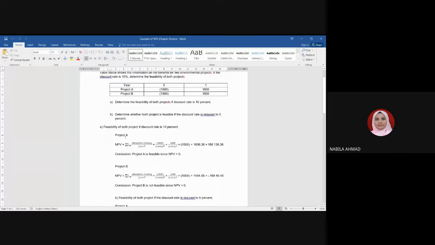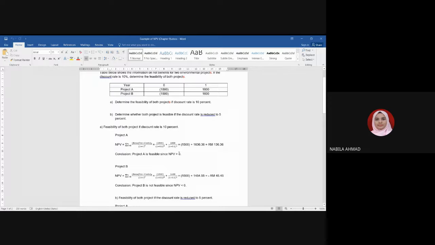So how do we do it? This is the formula. Project A, benefit minus cost divided by the discount rate. This one they have already calculated. Negative 1,500 over (1 plus 0.1) to the power of 0, the period zero, so we get the same value, negative 1,500, plus for the first period 1,800 over 1 plus 0.1 to the power of 1. So we will get this value, 1636.36. So the total value is 136.36.